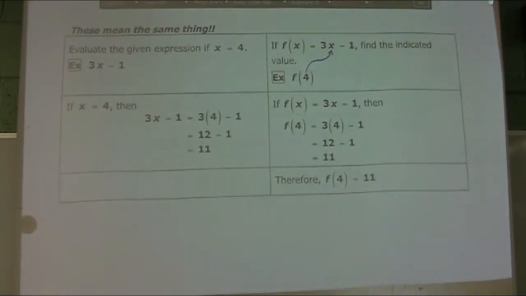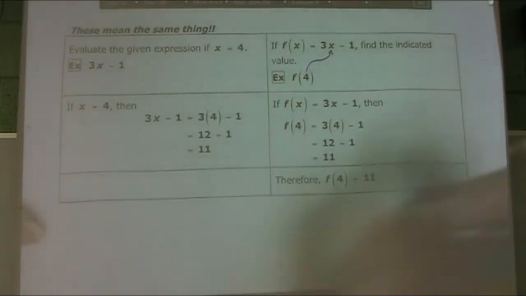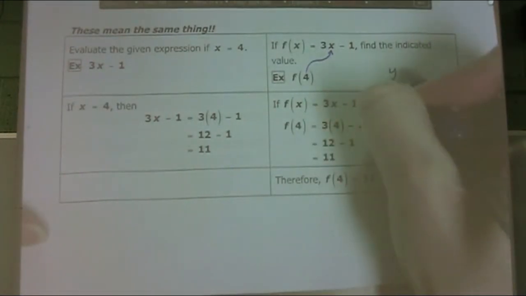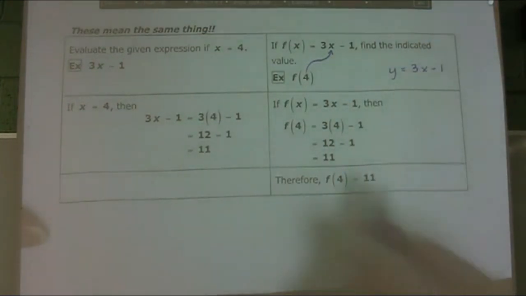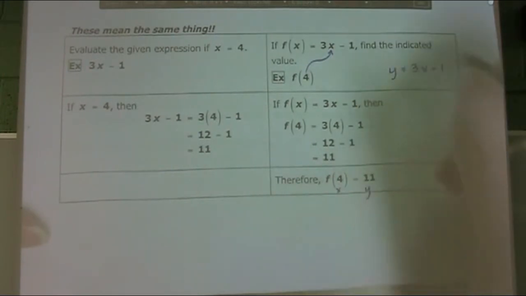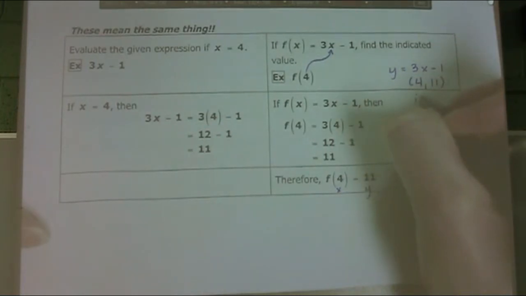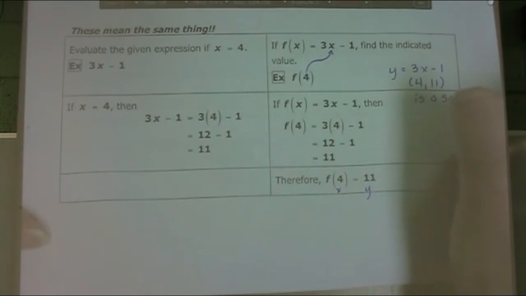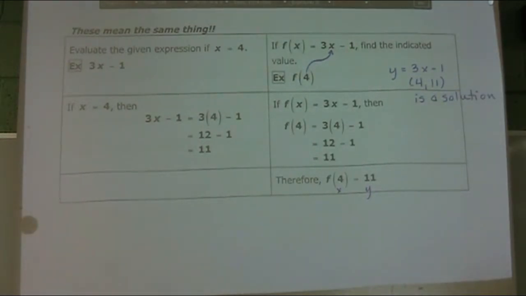Now, something else that's interesting. If we have the equation y equals 3x minus 1, remember this is an x, and f of x equals y, the point 4, 11 is a solution for this equation. Now, of course, there are many other solutions, but this is just one solution, okay? Let's go to the next page, and we're going to practice finding some function values.